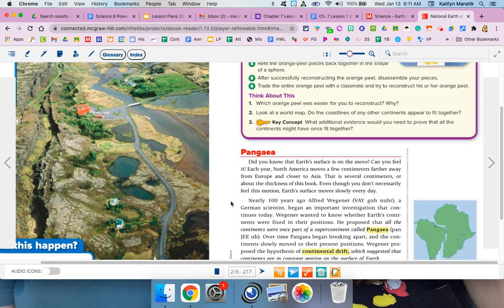Now, this is kind of an interesting fact to think about. We're moving away from Europe about the width of a textbook every year. You're probably like, that's nothing, Miss Moradic, especially when you're thinking in the vast area of an entire ocean, like the entire Atlantic Ocean. And yeah, a few centimeters is basically nothing. Even if you put 2 or 3 textbooks together, that's still not much.